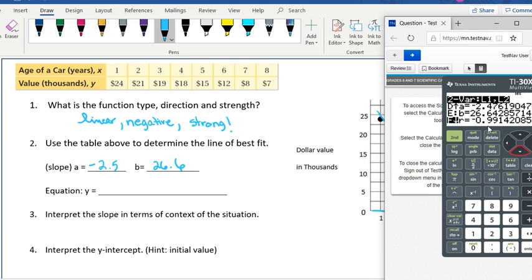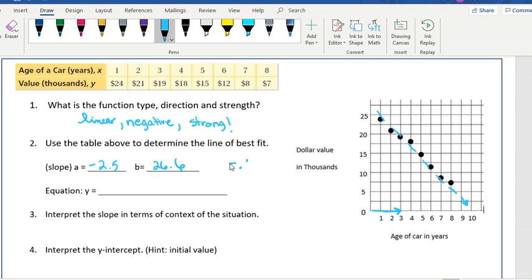And the correlation coefficient is negative 0.99. How's that for strong? Negative 0.99 for the r. I said it was very strong, and those are almost in a line. That's about as strong as you can be. The equation is negative 2.5x plus 26.6. You can see this was on its way to 26-ish. So 26.6 is where it should be.